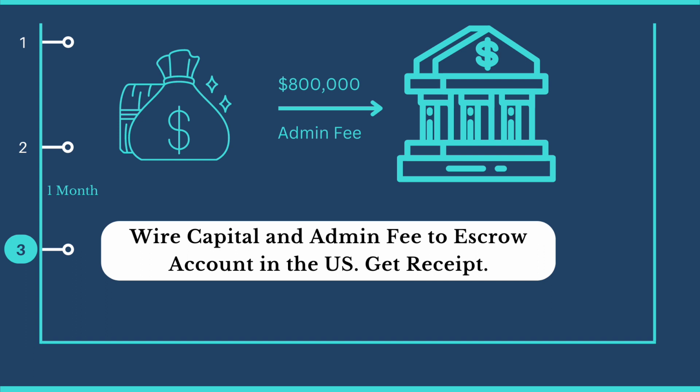Step 3. Wire capital and admin fee to the EB-5 escrow account. Once the source of funds documentation is done, the investors must transfer the minimum investment amount, that is $800,000, plus the admin fee, to the EB-5 escrow account in the United States. Now you must be wondering what an escrow account is. An escrow account is a third party account in the United States where all the funds are kept before they are transferred to the ultimate party.